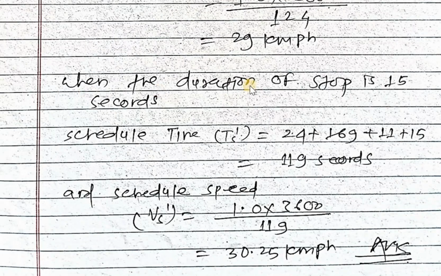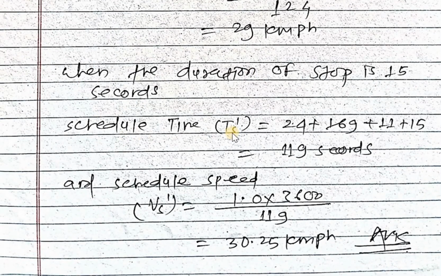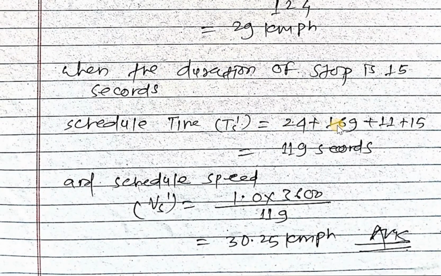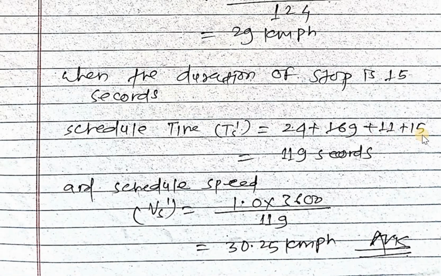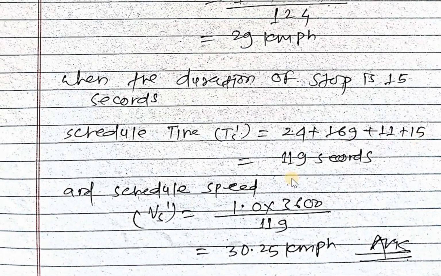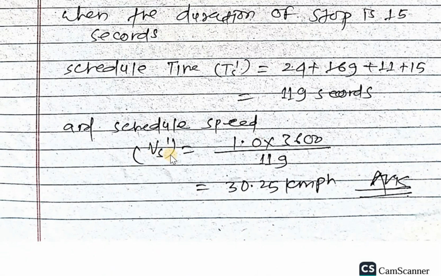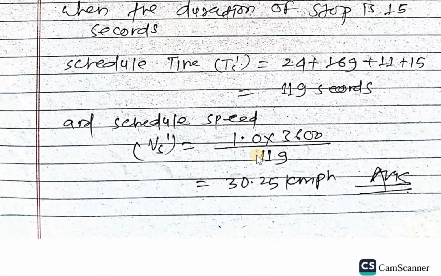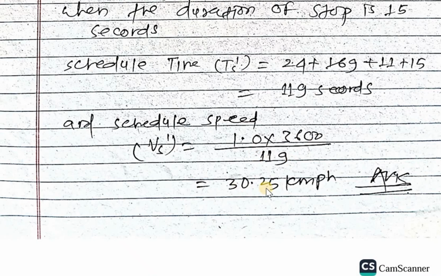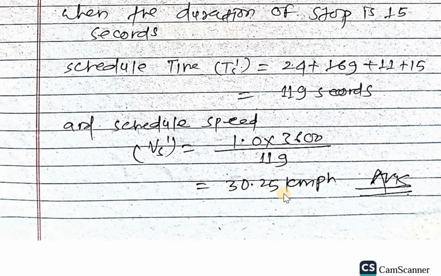When the duration of a stop is 15 seconds, schedule time Ts dash equals 24 plus 69 plus 11 plus 15, so 119 seconds. And schedule speed Vs dash equals 1 into 3600 upon 119, that is 30.25 km per hour.